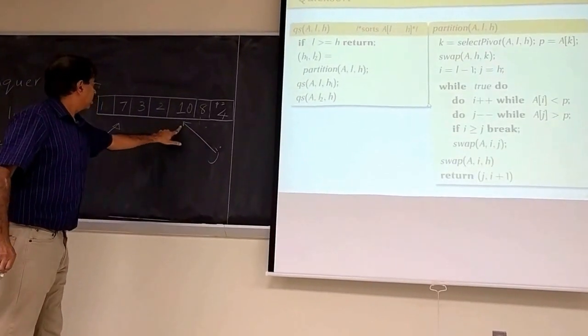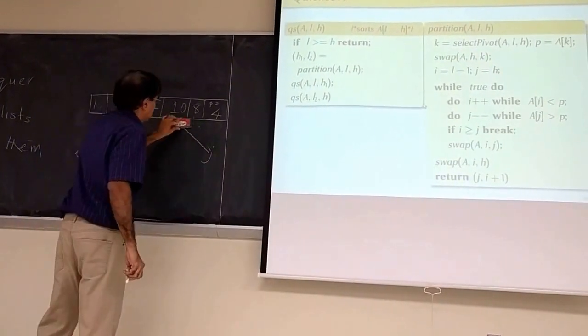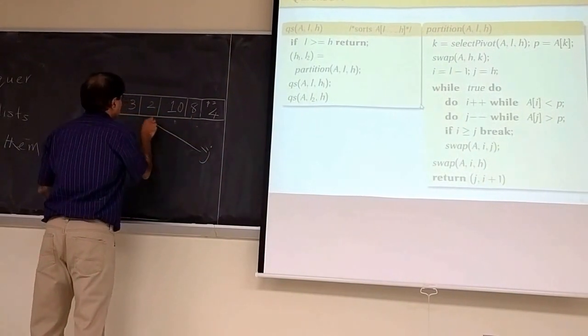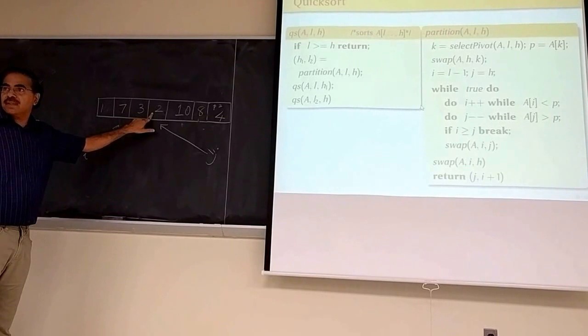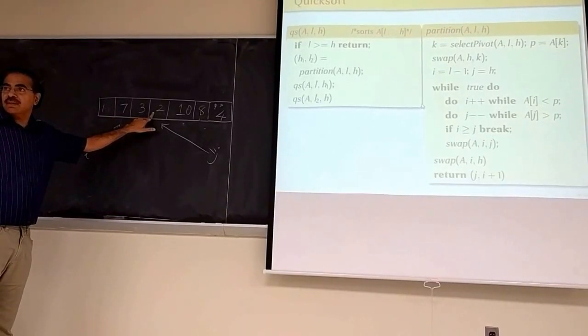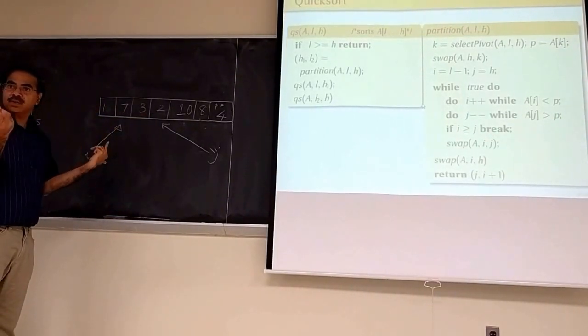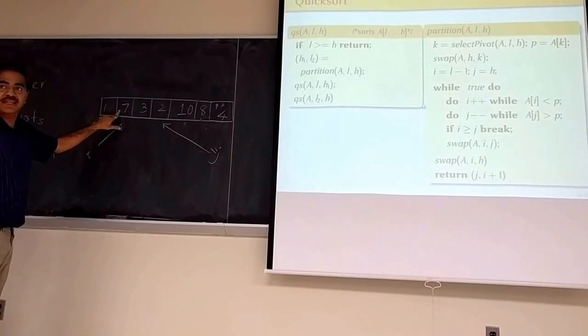Then you're going to move this to the left. And once again you have an element that is less than the pivot on the right half, on the right partition. So once again you have to swap. So you're going to swap 7 and 2.